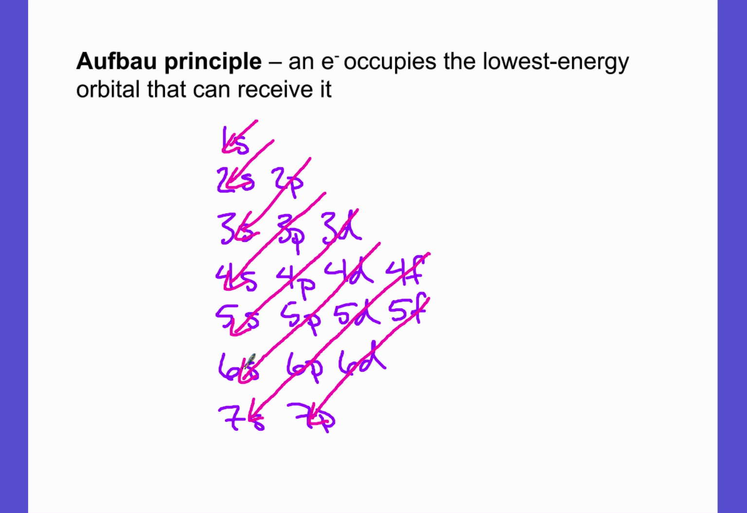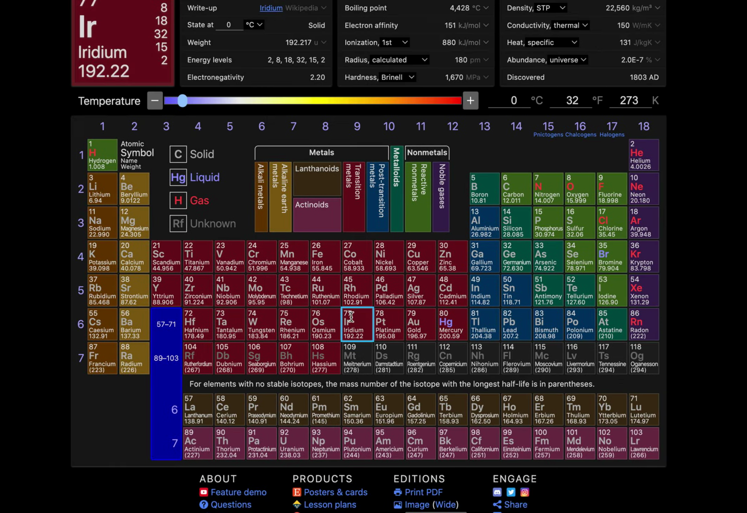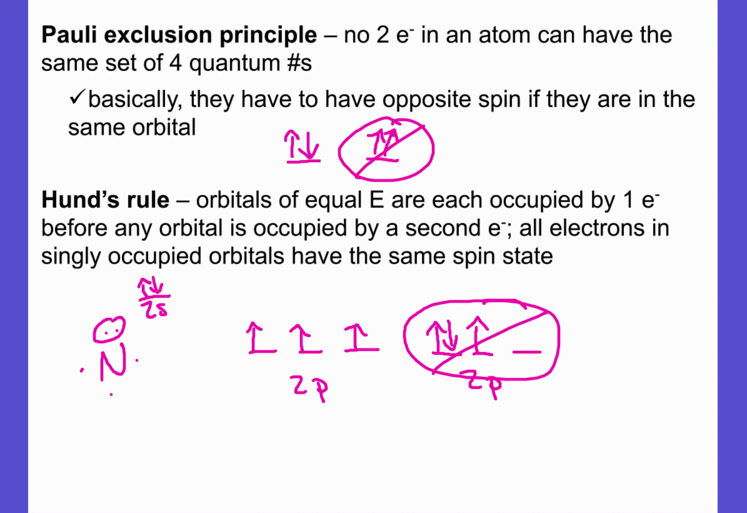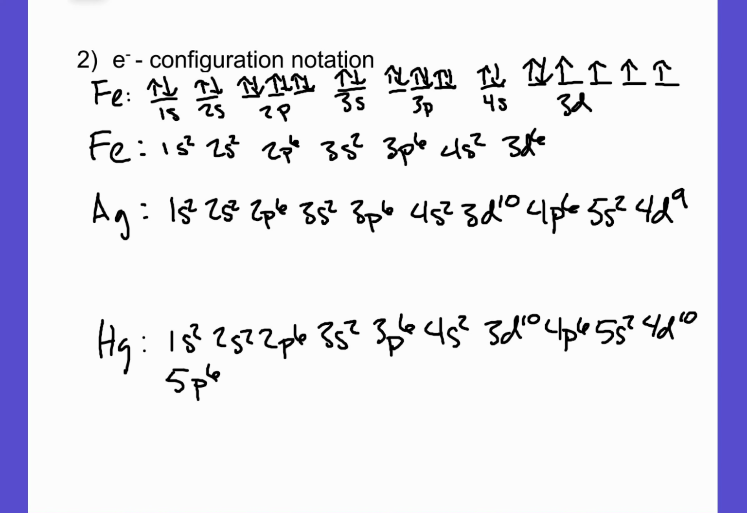5p should be followed by 6s, should be followed by 4f, should be followed by 5d. So I have to go through that pattern. Sorry, clicked on the wrong thing. So 5p6 is followed by 6s2, which is followed by my next D sublevel, which should be a 5d.